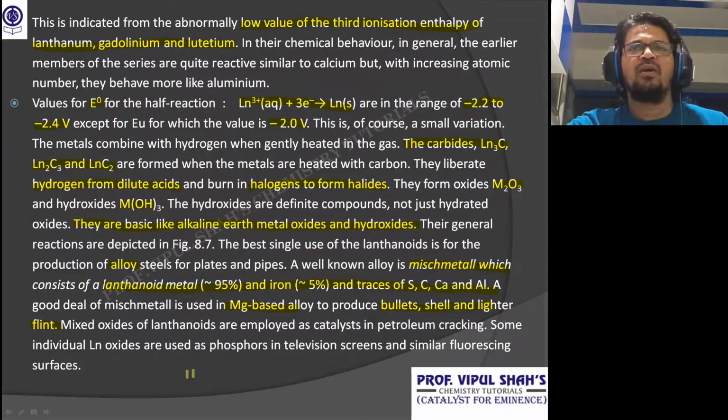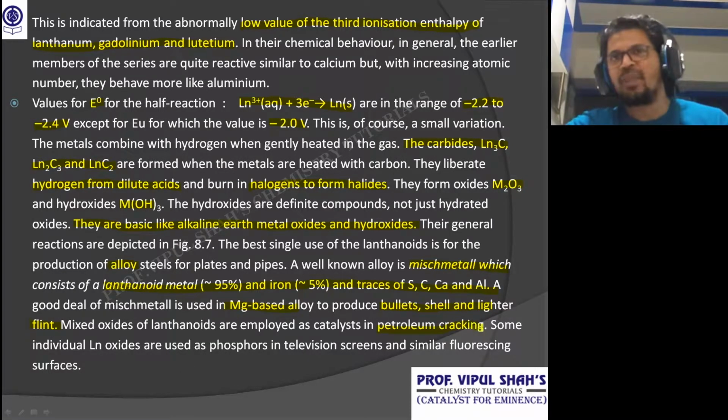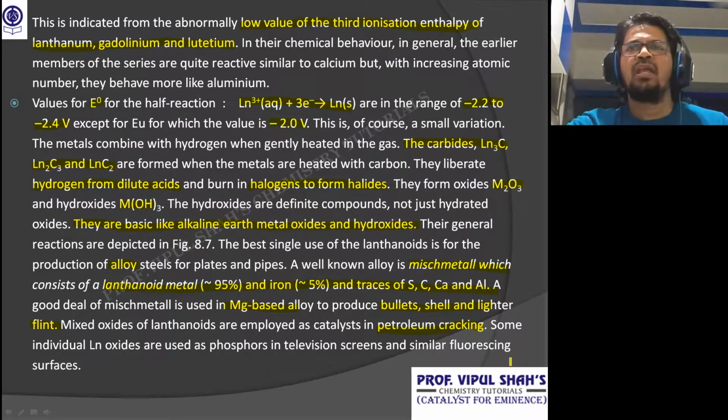Also, it is used as a catalyst in petroleum cracking. We know cracking, right? Breaking a higher hydrocarbon into lower ones, that's cracking. And some lanthanides are also used as phosphors in television. What is a phosphor, people? It is a material which, when exposed to radiation, emits visible light. That's what we call a phosphor. Any fluorescent color is basically a phosphor, and it is used in similar fluorescing surfaces.